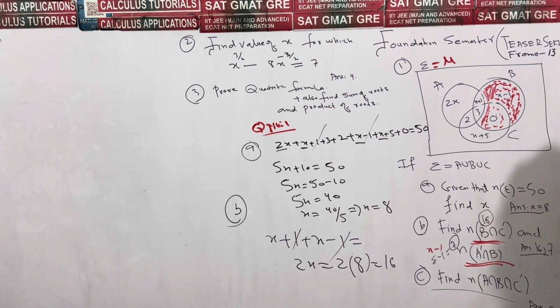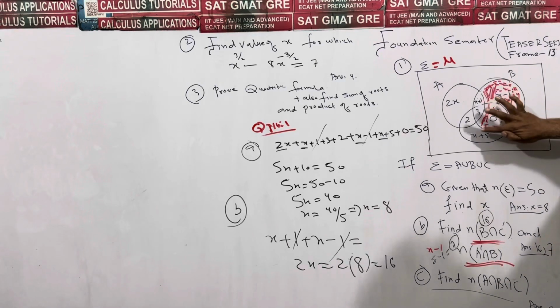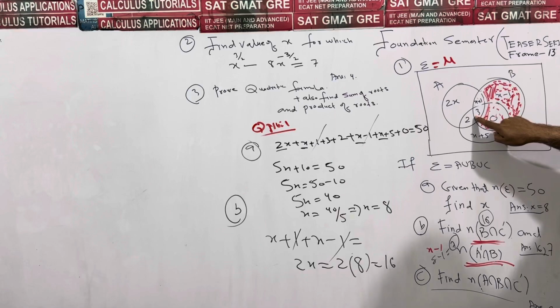Finally, we have to find the number of elements in A intersection B intersection C complement. We have to restore the intersection of A and B but not C. Look at this. That is the portion common to all A, B and C.